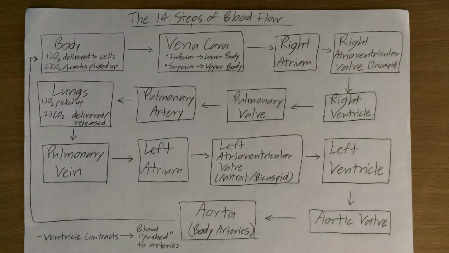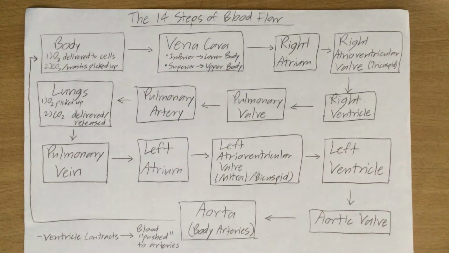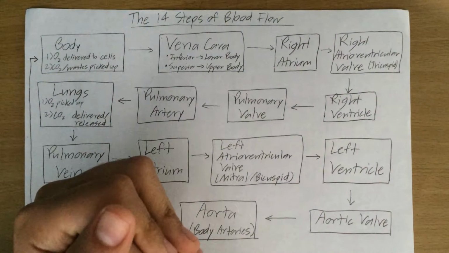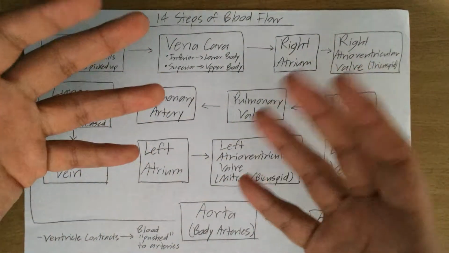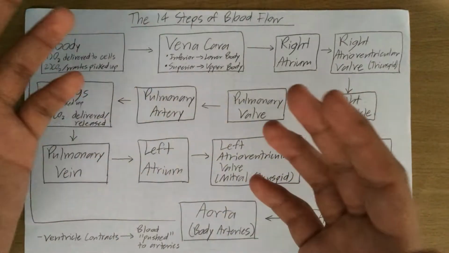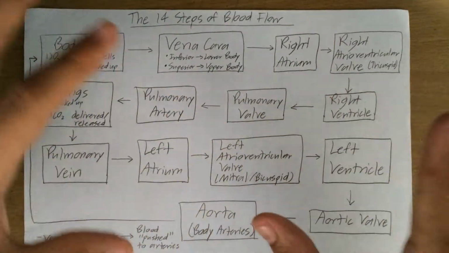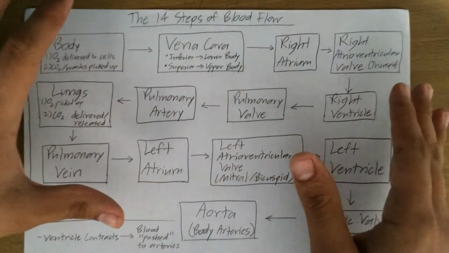Okay, everybody. So in this video, we're going to be learning about the 14 steps of blood flow. And this is really going to help you in an introductory biology class because when you first learn about the cardiovascular system, your professor might throw a lot of terms at you, for example, vein, artery, valve, aorta, atrium, and so on, right? And when you're first exposed to all these terms, it's going to be pretty confusing, like how do I map this out?